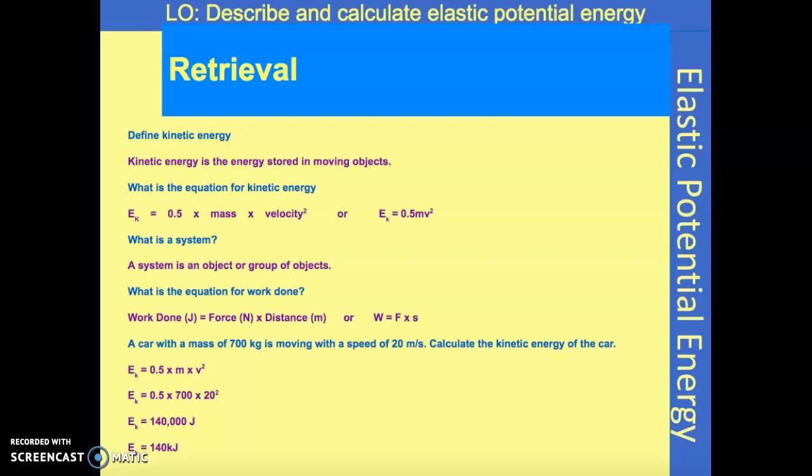And then the last one, a car with a mass of 700 kg is moving with a speed of 20 meters per second. Calculate the kinetic energy of the car. So your EK is equal to half times mv squared. Pop in your figures, so we've 700 for our mass and we've 20 for our velocity. Pop all of that into the calculator, not forgetting to square only the 20, and we get 140,000 joules. We can convert that to 140 kilojoules. Remember that k just means multiplied by 1,000.